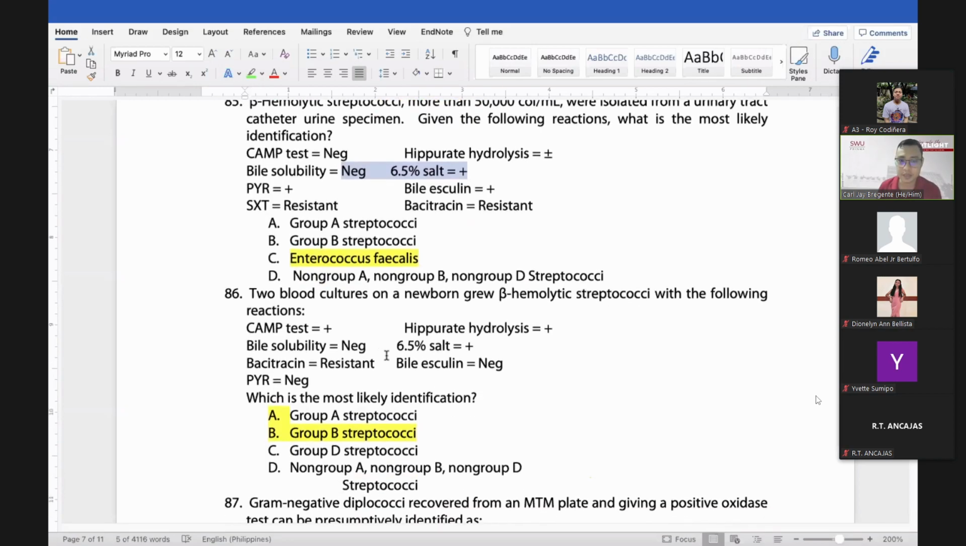Number 86, still beta hemolytic streptococci given with this reaction. You have their CAMP test positive. CAMP test positive, only group B is CAMP test positive. The rest are CAMP test negative.